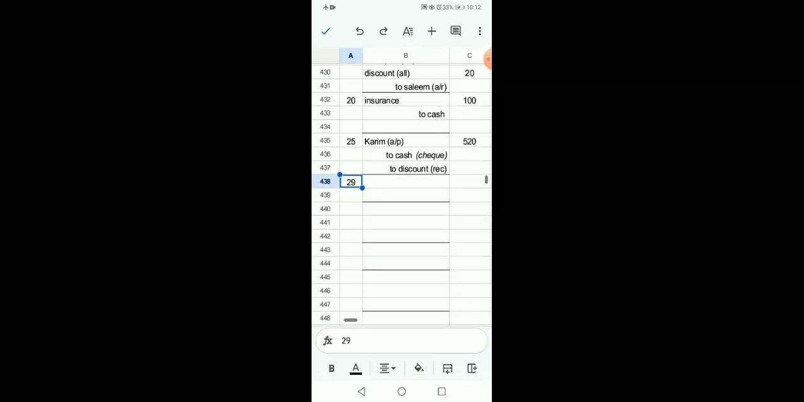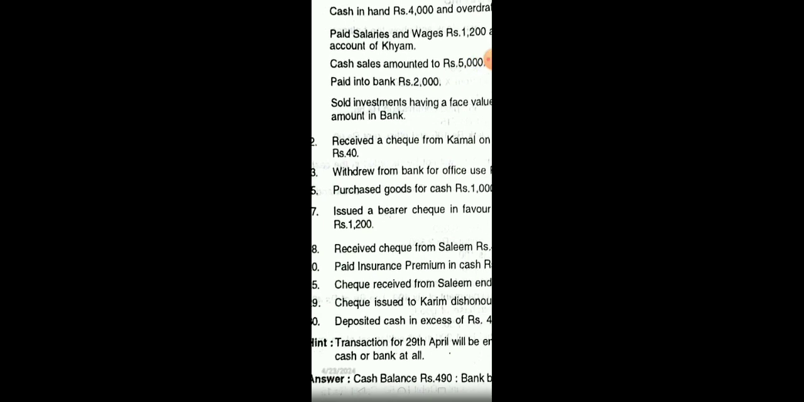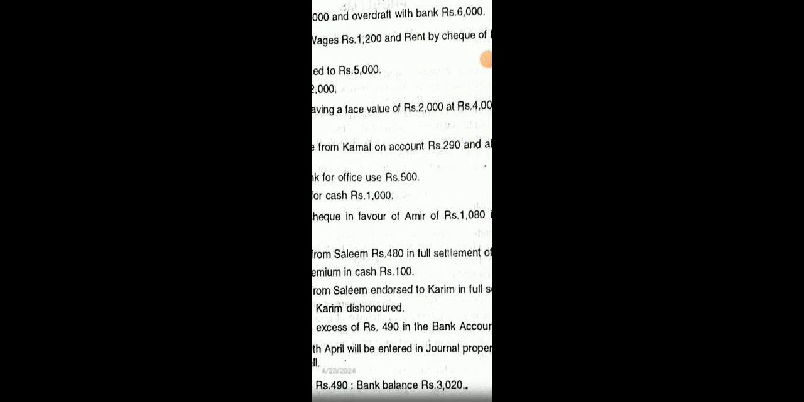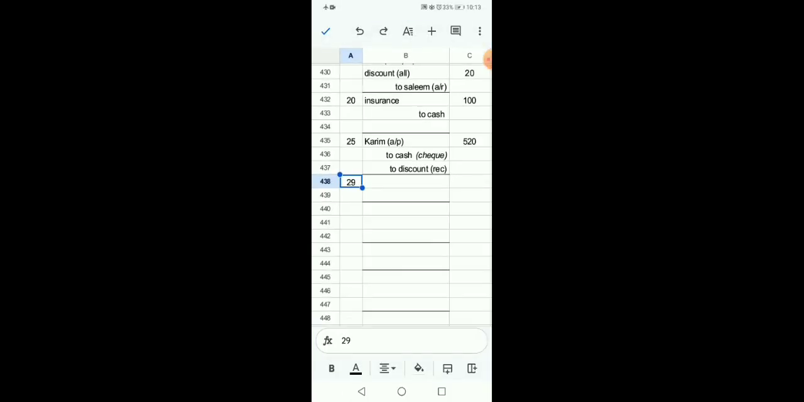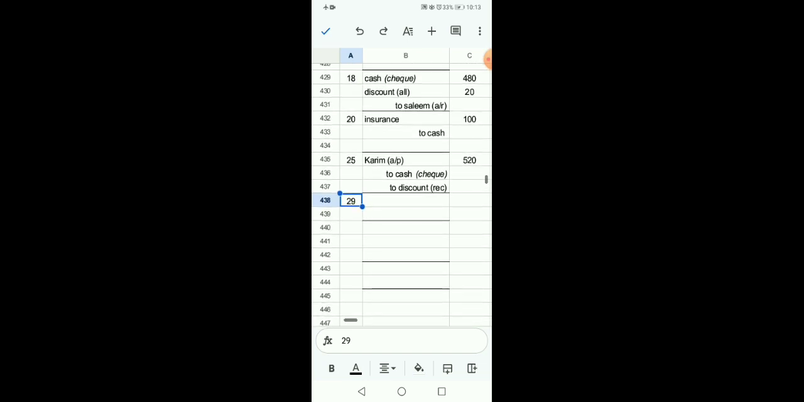All right. Now see what 29 is saying. Check which was issued to Kareem dishonored. Here is Kareem. You have endorsed that check to Kareem. Actually, we haven't issued a check to Kareem. We had endorsed, as it is mentioned, the check received from Salim is endorsed to Kareem. The actual word was endorsed, not issued. The main theme of this transaction is that the check has been dishonored. It's a little lengthy to understand, but please make your mind, we will understand it.